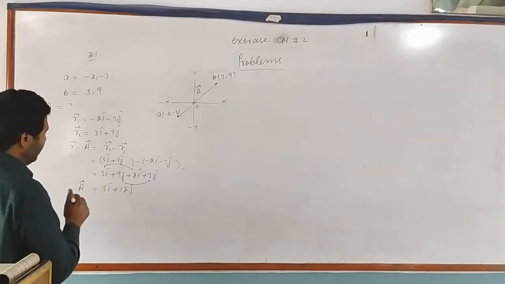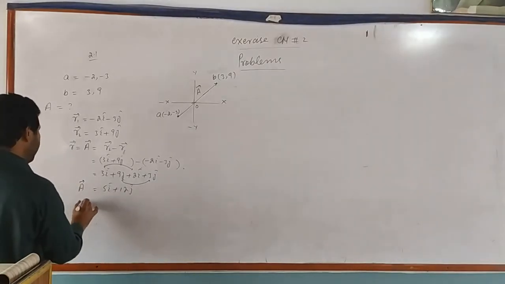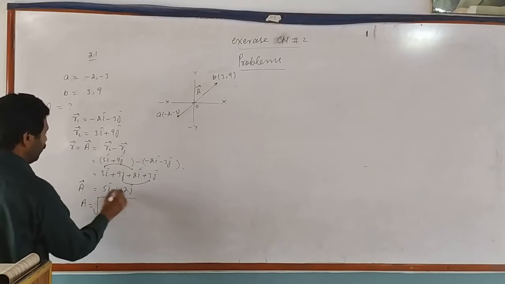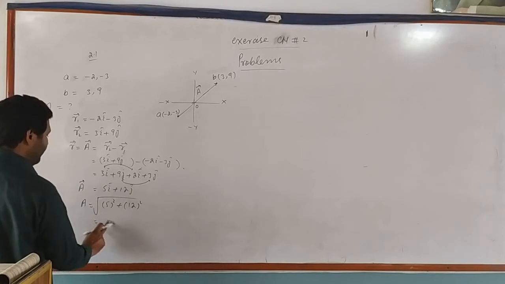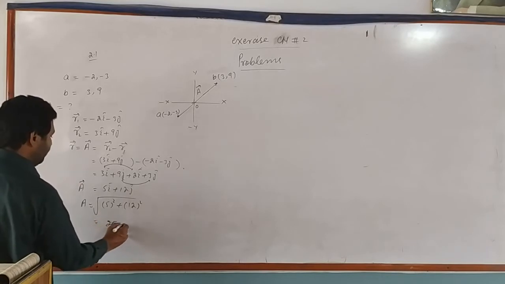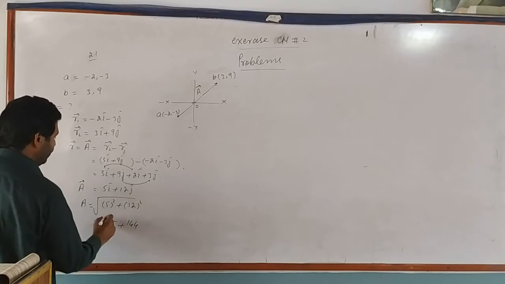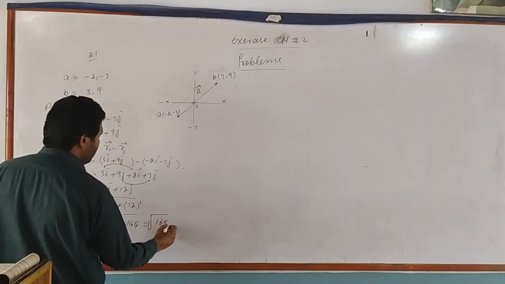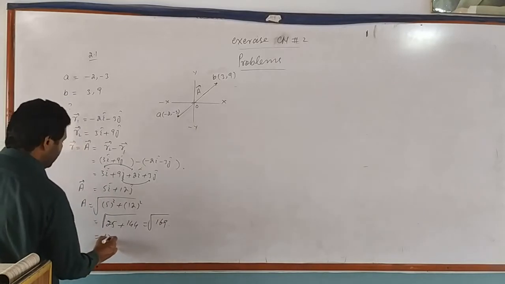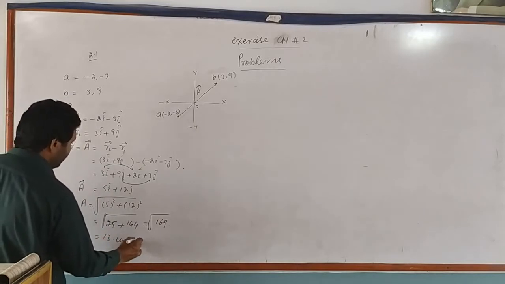We have to find the magnitude of this vector A. Magnitude will be calculated by the Pythagorean theorem. We will solve this: 12 square plus 5 square is equal to 144 plus 25, whole under root, is equal to 169 under root, is equal to 13 units.